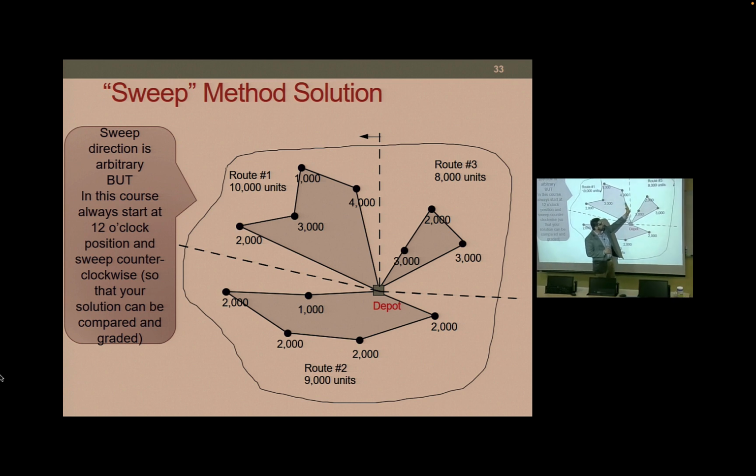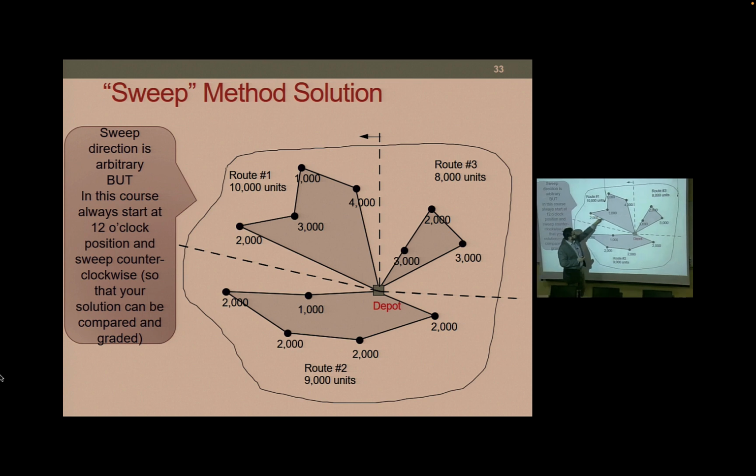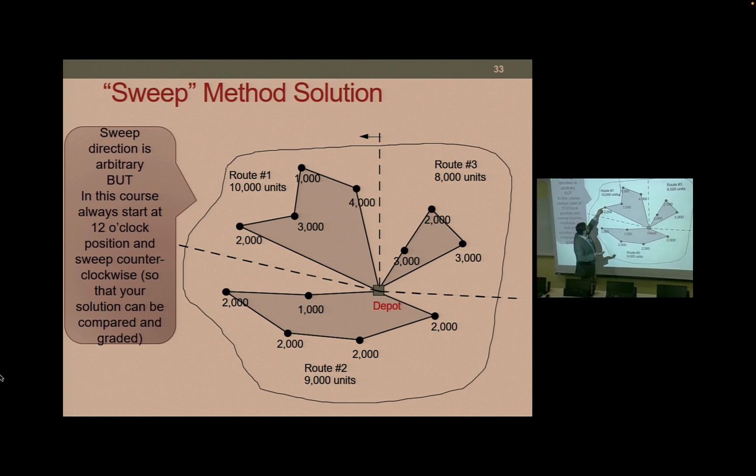Then you sweep that line, and whichever customer you hit first, you visit that customer first. Then you keep sweeping. Whichever customer you hit second as you sweep with that line, you visit second, third, fourth. Then how do you know you have to come back after this customer? Because you're out of truck capacity.